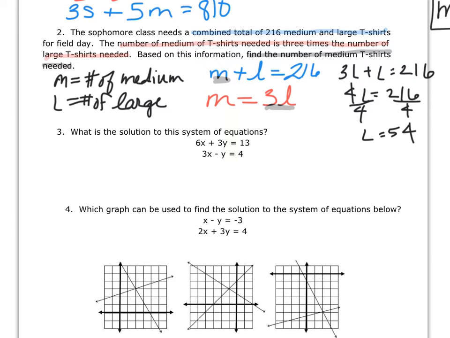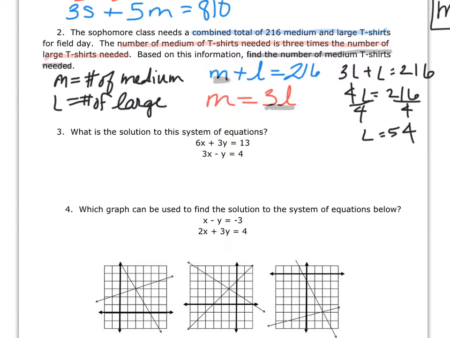To Never Never Land. Number 3 says, what is the solution to this system of equations? So I've got two equations, one system of 2 equations, and they're both in standard form. So what method could I use to solve this system? Do I want to use substitution, elimination, or graphing? I agree, I would use elimination.